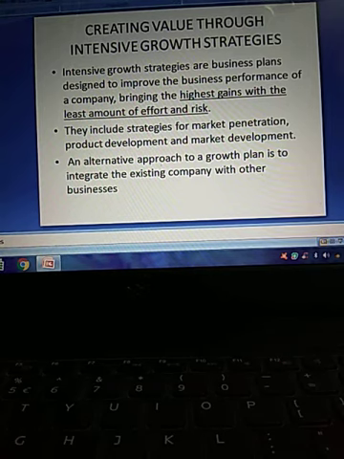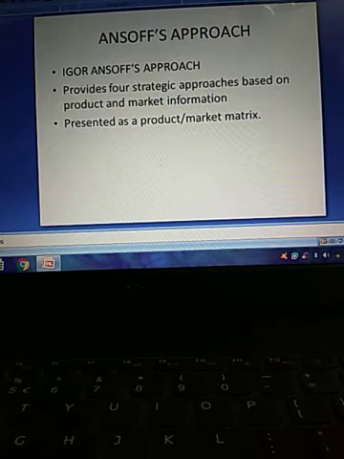Igor Ansoff, as I already informed you, is a Russian American considered the father of strategic management. He developed a wonderful matrix format based upon the product as well as the market, which allows us to choose an appropriate strategy according to the market and the product type. Let us see what that matrix is. We already discussed this.